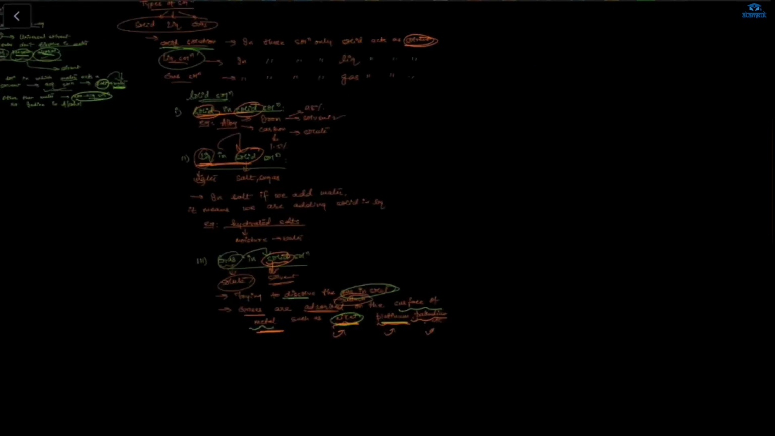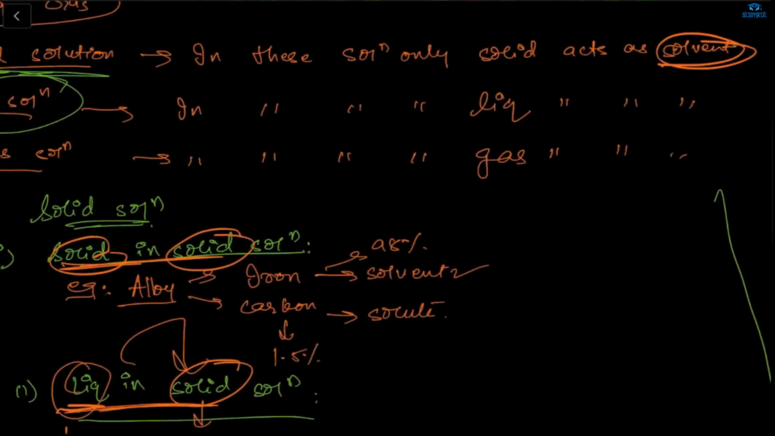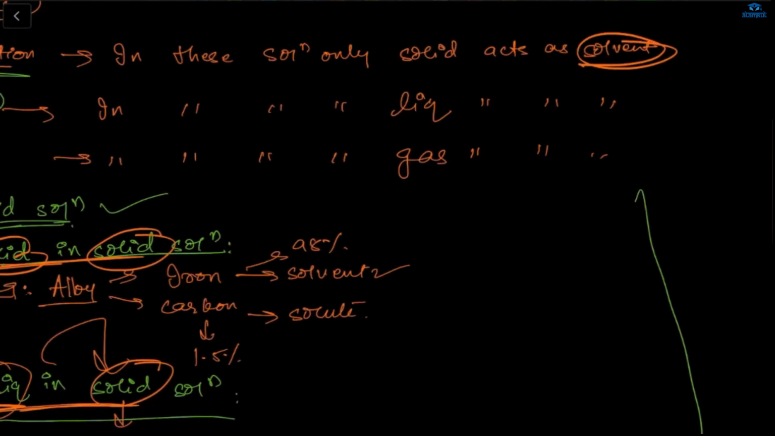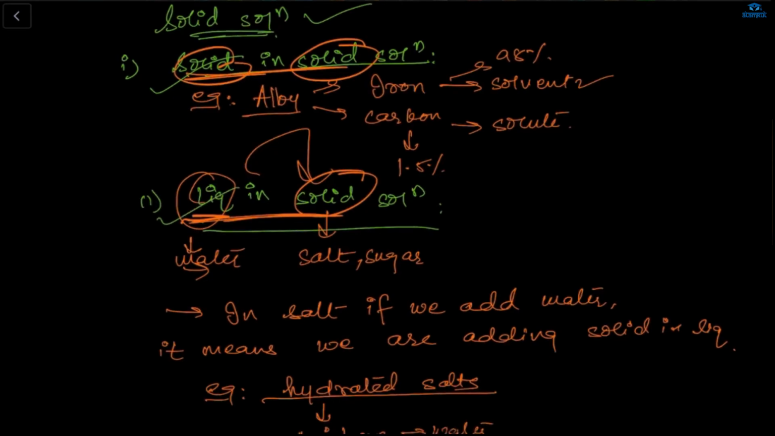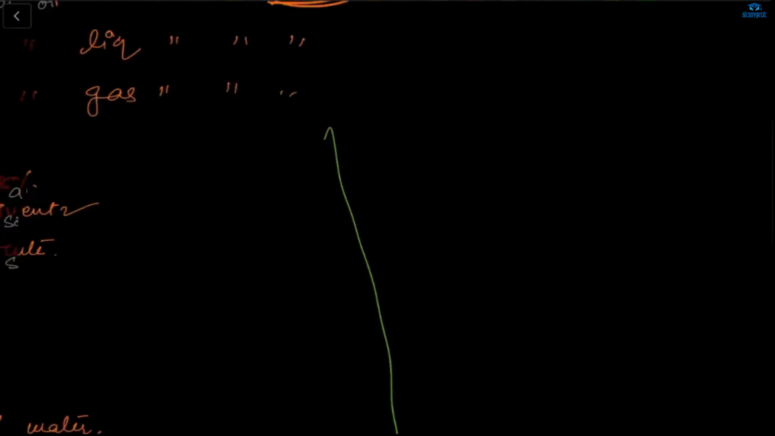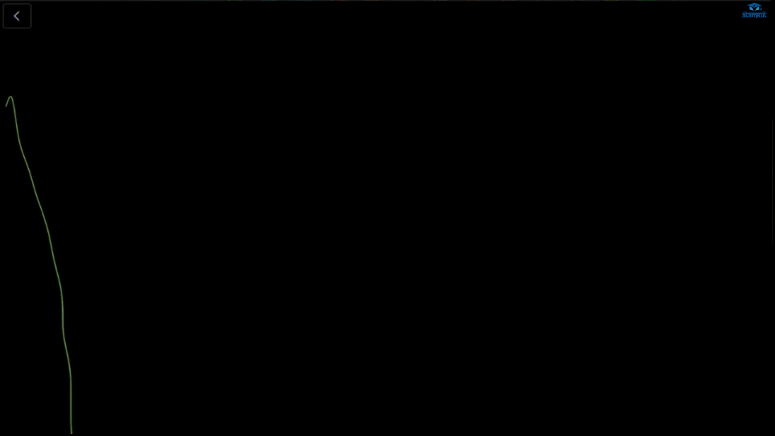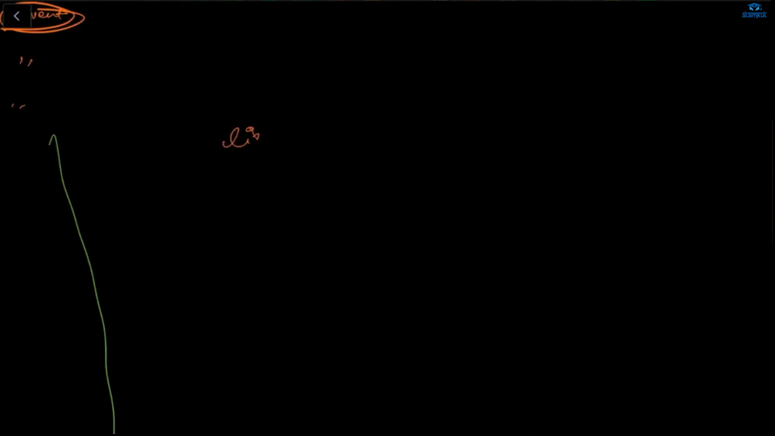Next. Now the solid solution is done. In solid solution, only the solid part is the solvent. All others are solute: the solid is solute here, the liquid is solute here, and the gas is solute here. Now the liquid solution. In the liquid solution, only the liquid part will be the solvent, and the solid, liquid, and gas, all others will be the solute.